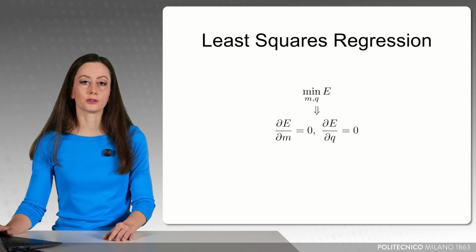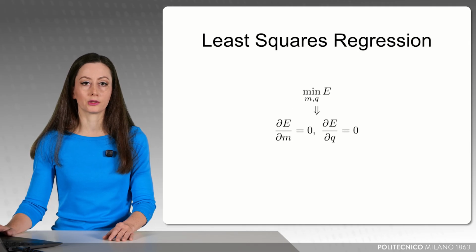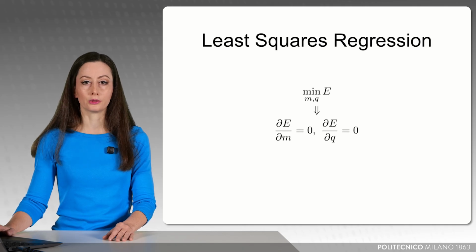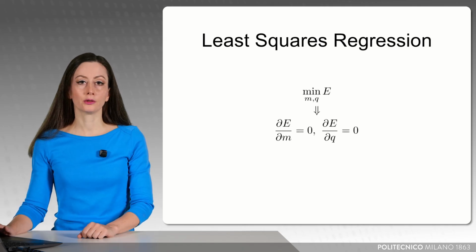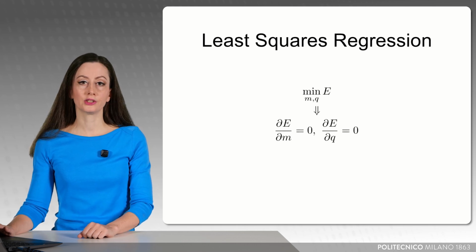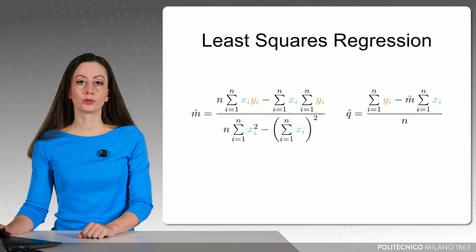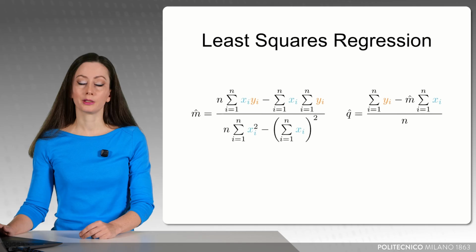Now, to find the values of m and q, we must ensure that the partial derivatives of E with respect to m and q are equal to 0. That is to say that no further improvement is possible. By performing the necessary calculations, we find that the coefficients satisfying these conditions are given by these formulas. We need computer code to perform these operations automatically, and in the upcoming videos we will explore how we can implement these formulas in Python and in MATLAB.